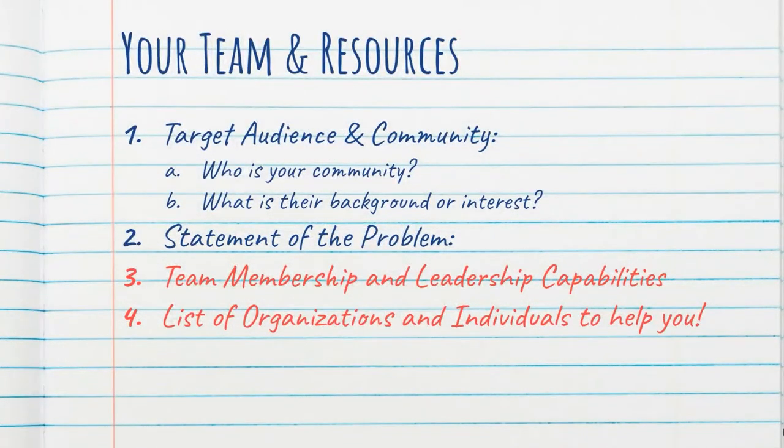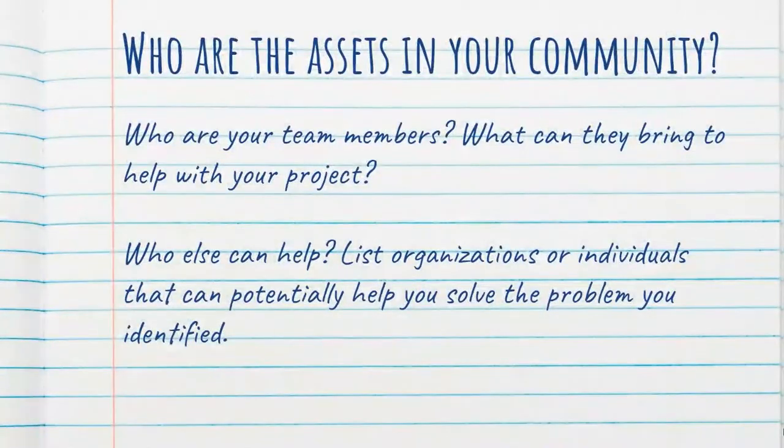When we look at these four pieces of a proposal, the last two pieces beyond the target audience and community, which we've talked about, the statement of the problem, the last two pieces are team membership and leadership capabilities, and that list of organizations and individuals to help you. Now, these are going to be the people in your community, the people that are your friends, the people that are mentors, teachers, whoever else can help influence you. Think about the assets. Who can help you and what can they bring to help with your project?